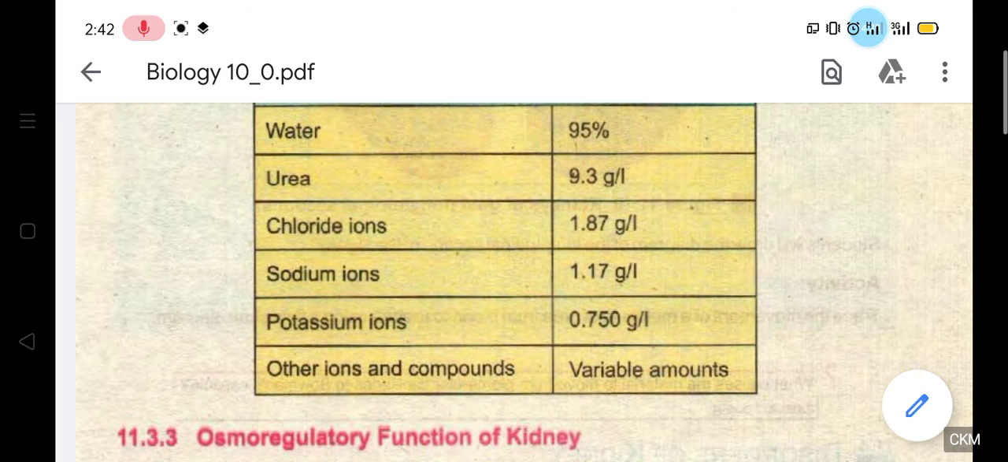The composition of the urine is 95% water. The urea present in that is 9 grams per liter. Chloride ion 1.87 gram per liter. Sodium ion 1.17 gram per liter. Potassium ion 0.750 gram per liter, and other ions and compounds are in variable amounts.